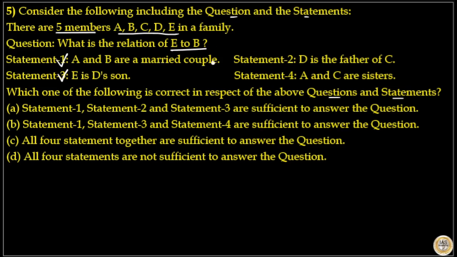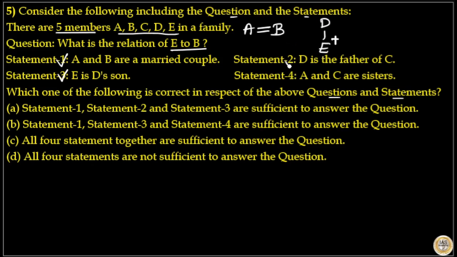In statement 1, A and B are a married couple. A and B are a married couple means I will equate them. Now they are a married couple. E is D's son. So D is the father and E is his son. Son means his gender is male. Now you can see between B and D there is no relation formed.